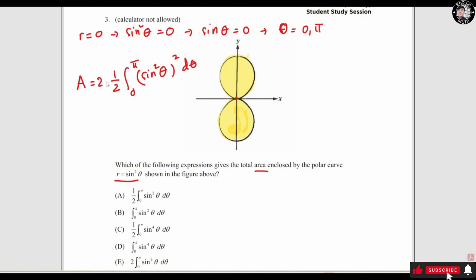So you have 2 times this guy to get the top and the bottom. Now we're going to simplify. It's going to be the integral from 0 to pi of sine to the 4 theta d theta, right? Because this guy cancels out, right? So the answer must be D.